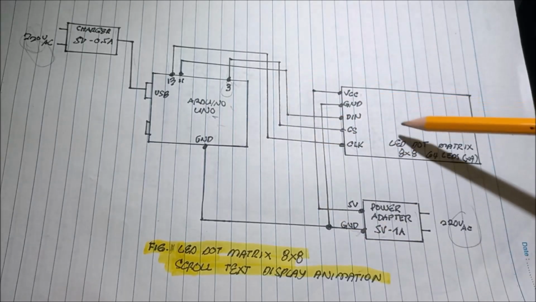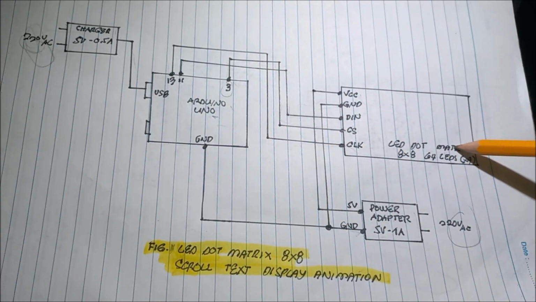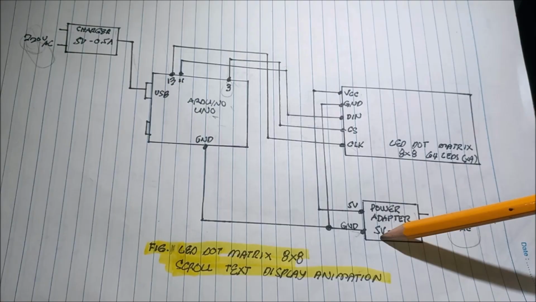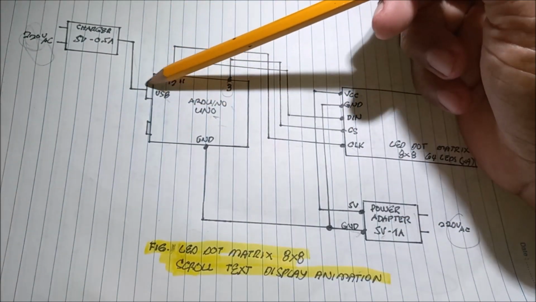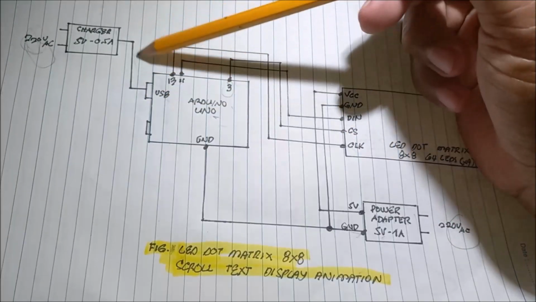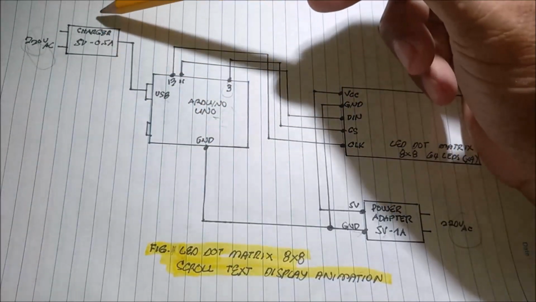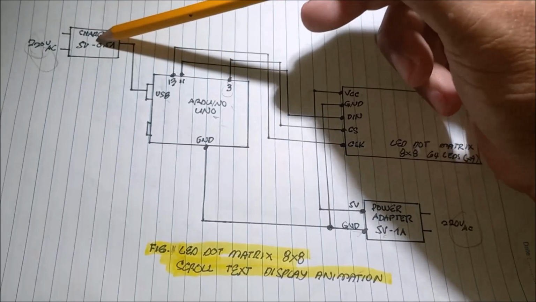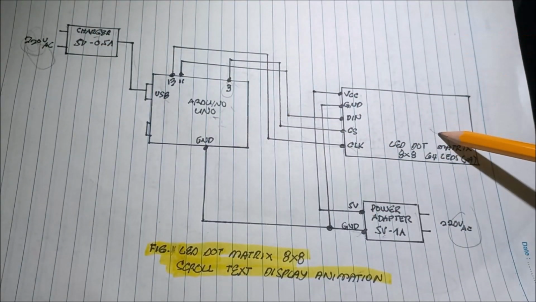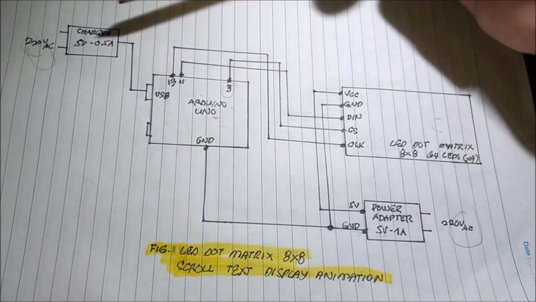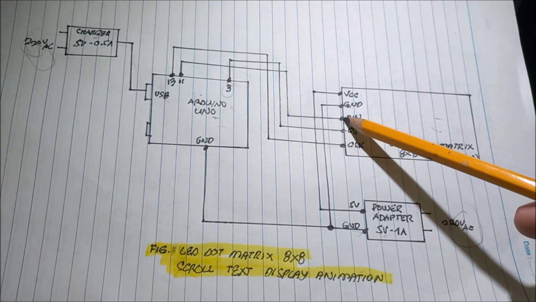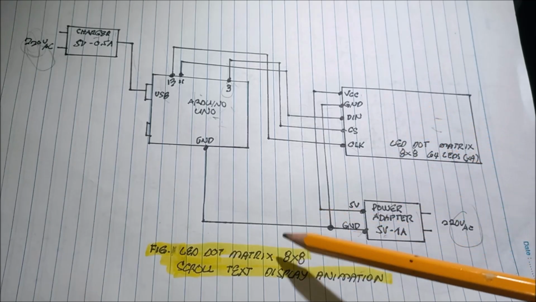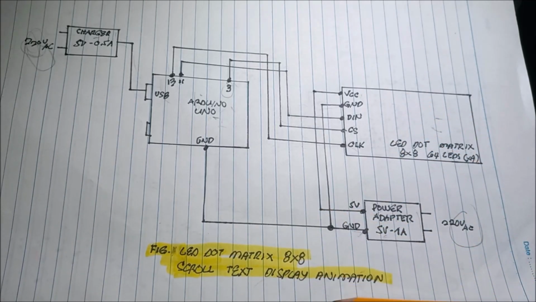Ground of the Arduino is connected to the ground of the matrix, and then to the ground of the power adapter. Here, this is a USB input, so that's why the ground is also connected to the Arduino. 5 volts supply of the matrix, 5 volts supply of the Arduino. And because of the code, we are now getting the scroll text display animation.